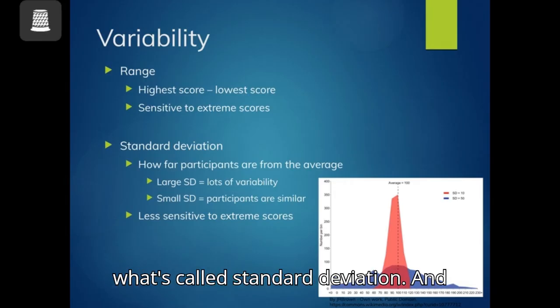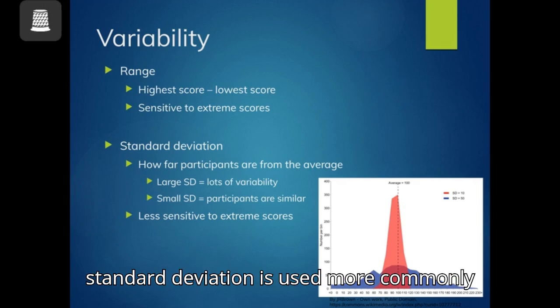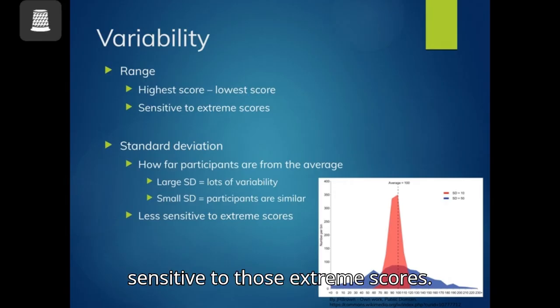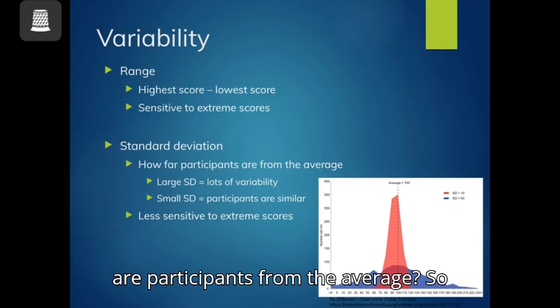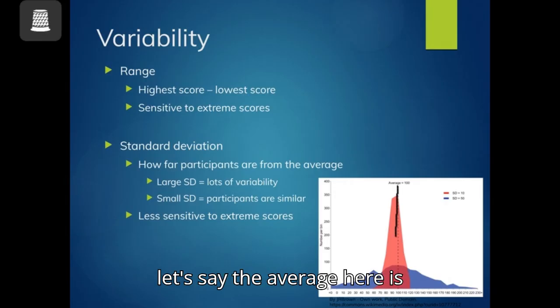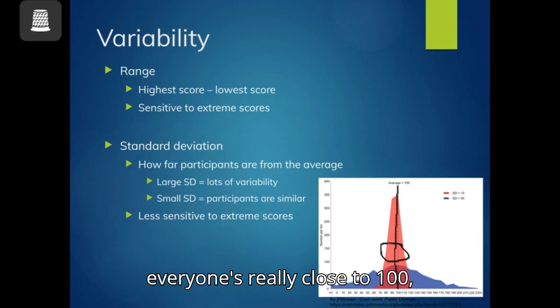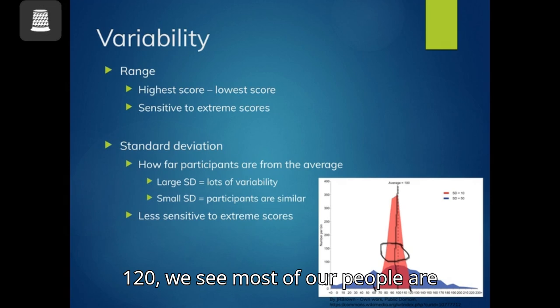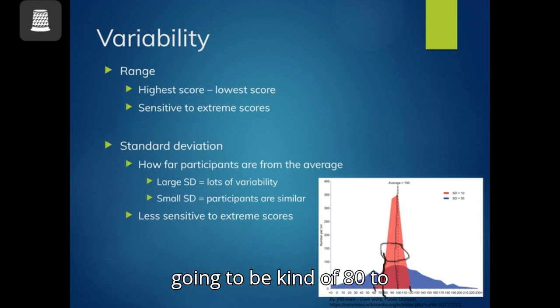We can also use what's called standard deviation. Standard deviation is used more commonly in actual statistics because it's not sensitive to those extreme scores. What the standard deviation tells us is, in general, how far participants are from the average. So let's say the average here is 100. If everyone's really close to 100, so we see the range being from 60 to 120, most of our people are going to be about 80 to 110. This is our standard deviation.